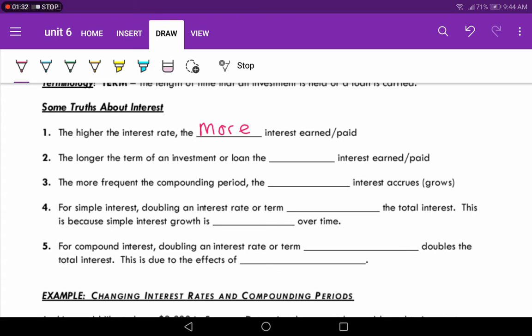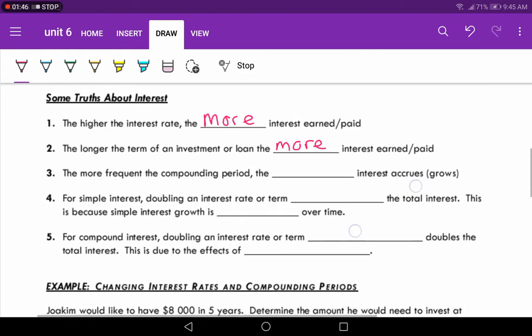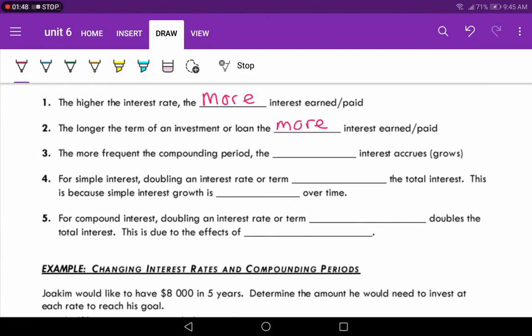Number 2, the longer the term of an investment or loan, again, the more interest you are going to either earn or pay. The longer you keep it in there or the longer you have a loan, the more money you're going to end up getting or paying.